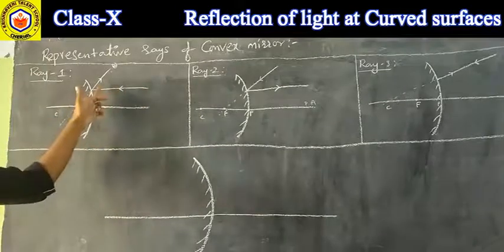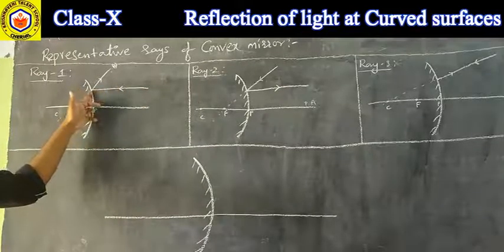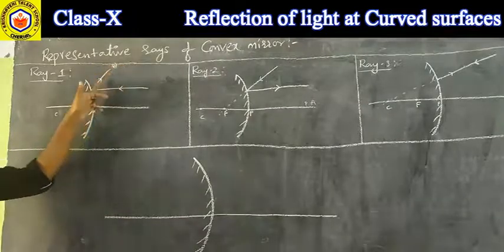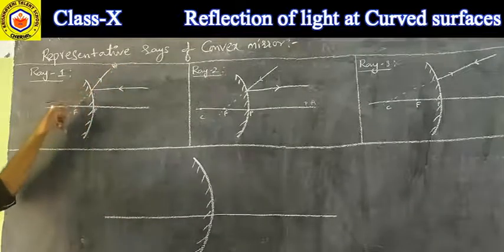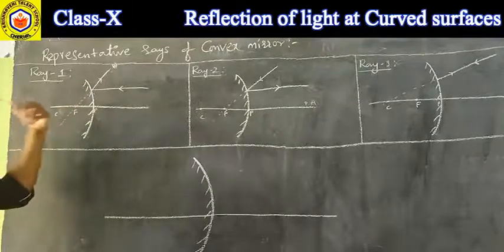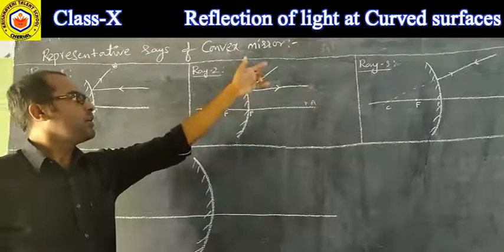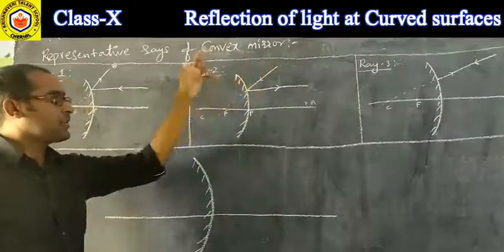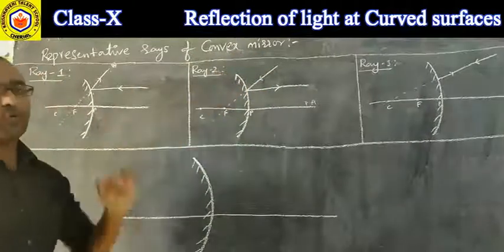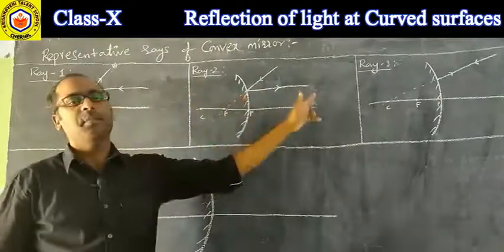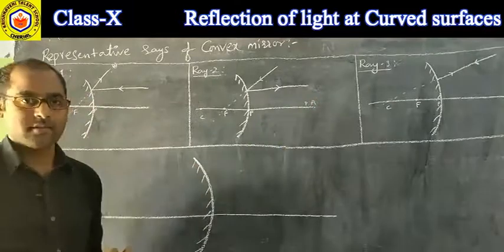Ray 1 is when the parallel ray gets incident on the convex mirror, it diverges. When you extrapolate the diverged ray, it appears to pass through the focus. Yes, this is for rule 1. And rule 2 or ray 2: when the ray is appearing to pass through the focus, after reflection, it passes parallel to the principal axis.